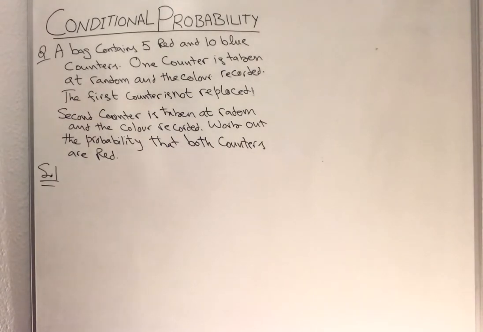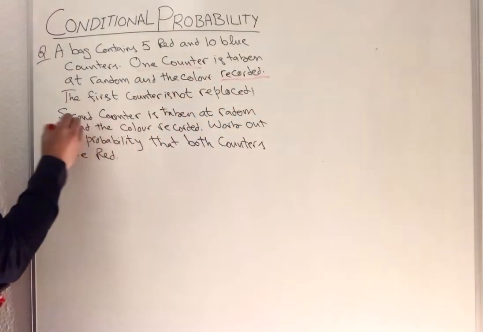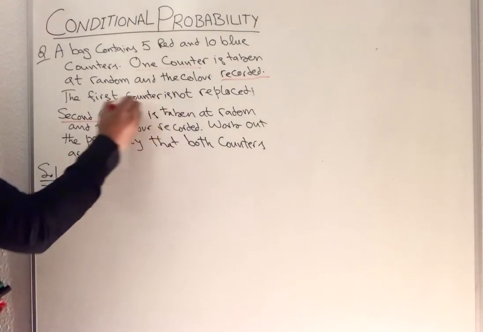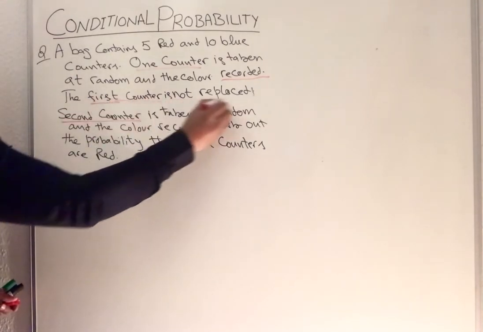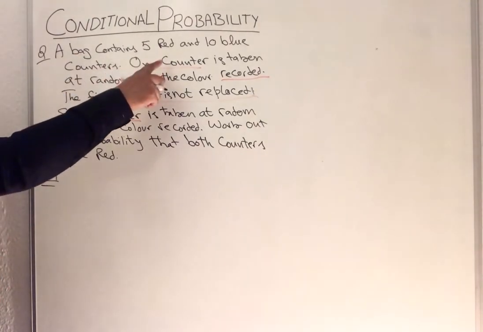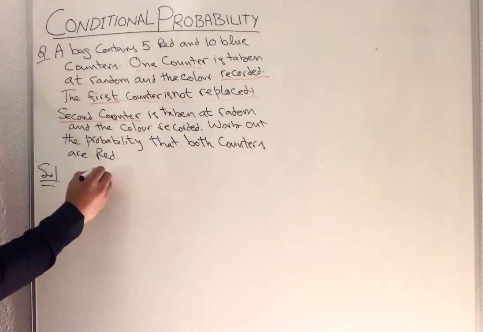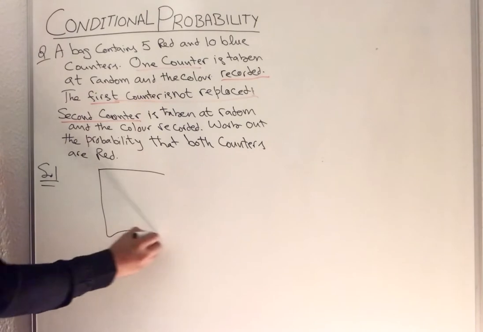So now we are going to the answer. The condition is that they have to record one counter taken and a second counter taken, and the first counter is not replaced. That condition has been given. Now because they said that a bag contained 5 red and 10 blue, if I make a bag like this, this is our bag.